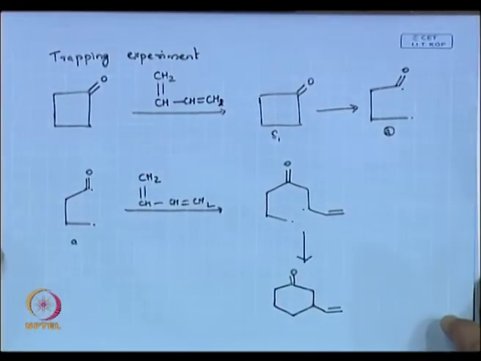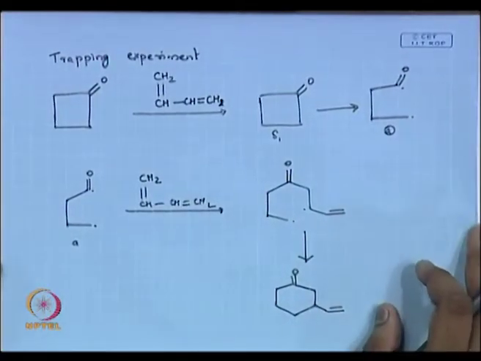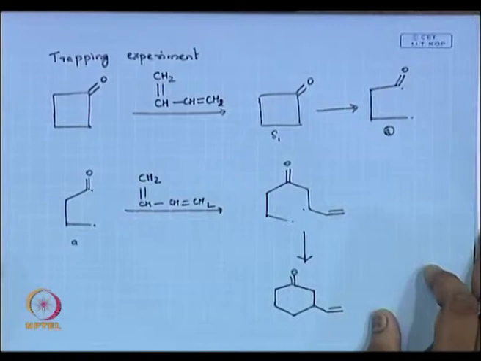If someone asks, are you sure that you are getting a 1,4-diradical? Okay, this is a very good example. You take a cyclobutanone, add your alkene and you photolyze, you end up with your vinyl cyclohexanone, 3-methyl vinyl cyclohexanone, right. Very good trapping experiment.